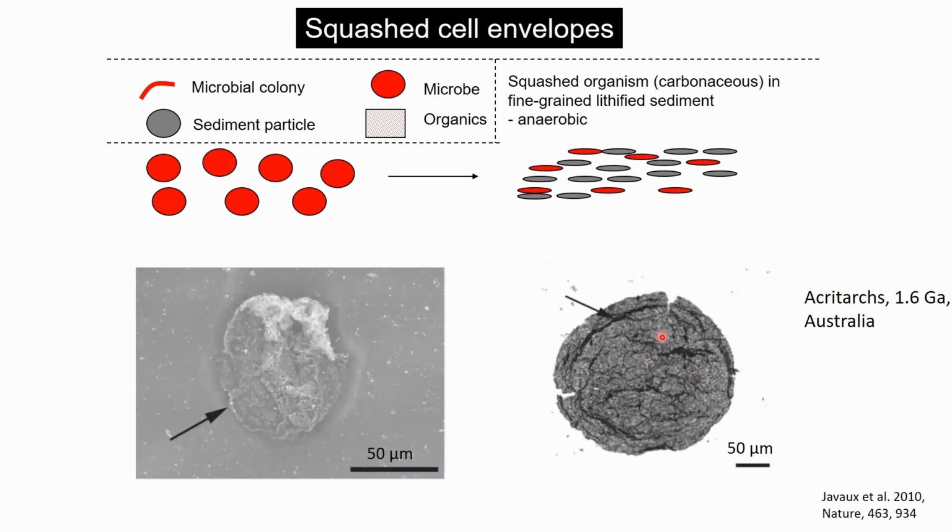Another form of preservation is that, if the organism is robust enough, it can just be squashed, and you can see the squashed remnants in fine-grained sediments, such as these features that were found in the Fig Tree Formation by Emmanuel Javaux, published in 2010. But these are very large structures. You can have a look at the scale bar here. We're talking about over 100 microns in size. So in order to survive as squashed remnants, they have to be large and quite robust.